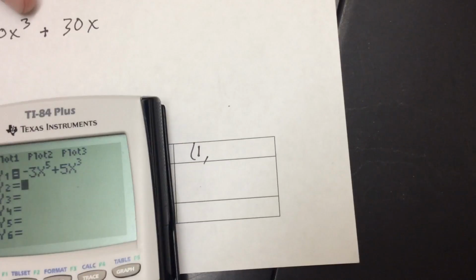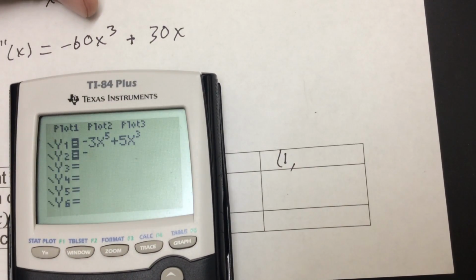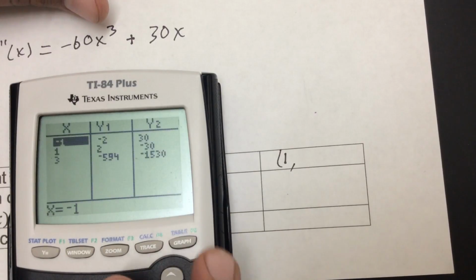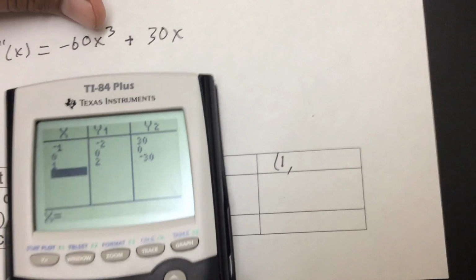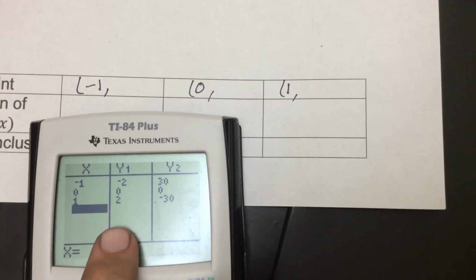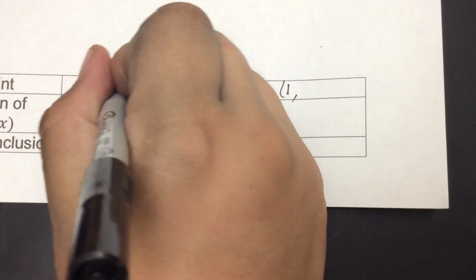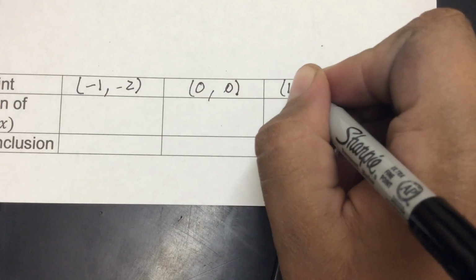My y2, I'm going to put in the second derivative. So negative 60x raised to the third, arrow over, plus 30x. So when I hit second table, now I can put in my negative 1, my 0, and my 1. So what this tells me is two things. The first column is going to be what y equals of my point. So it's negative 1, negative 2, 0, 0, and 1, 2.